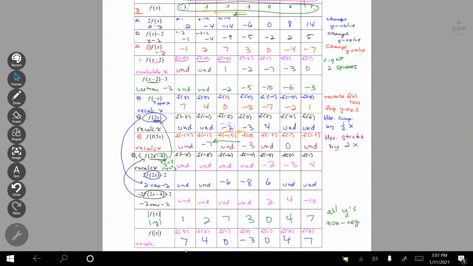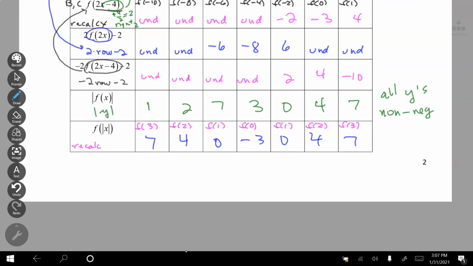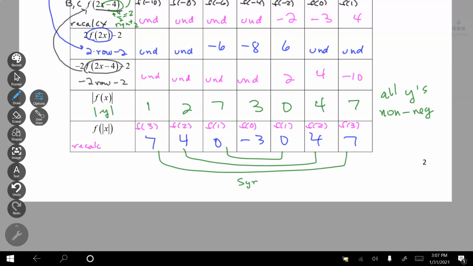And that's kind of what we did with the graph. We took these x values and copied them over to the other side of the graph and didn't change these y values. So we have a nice symmetry here.